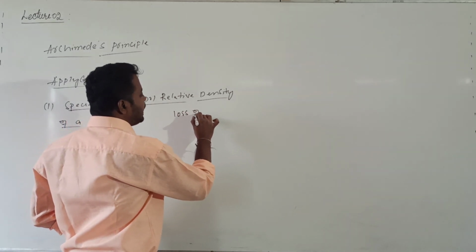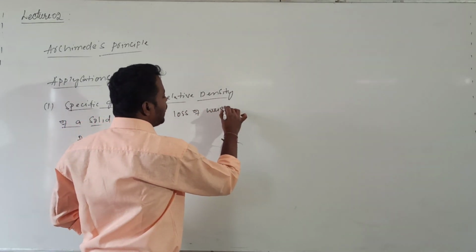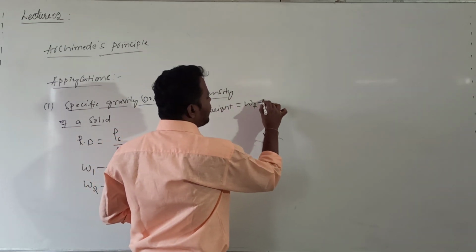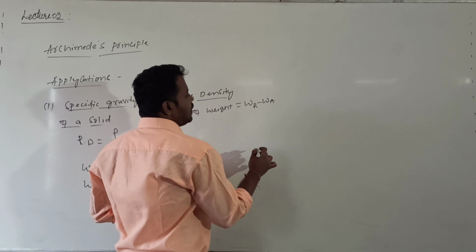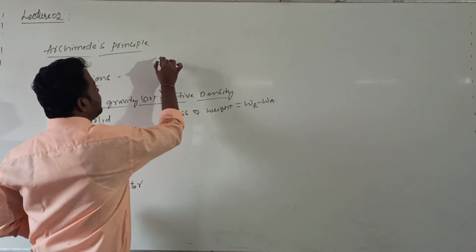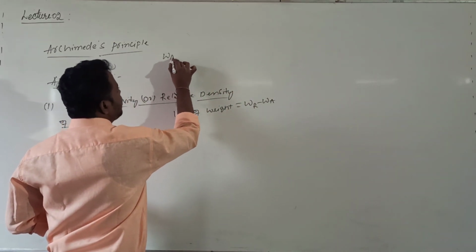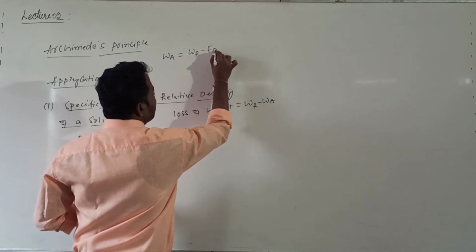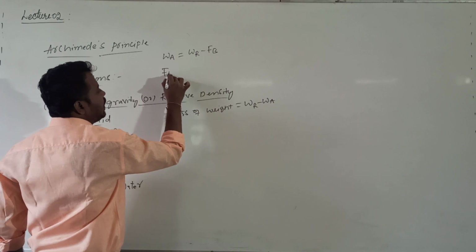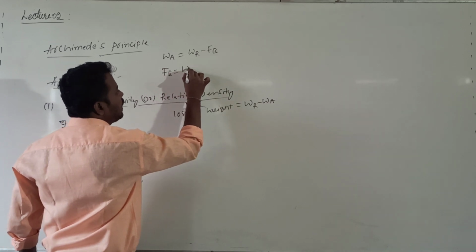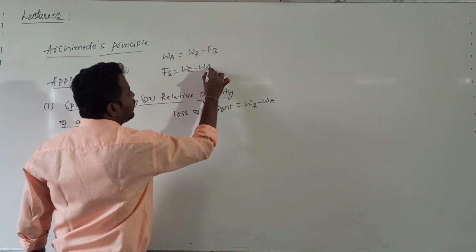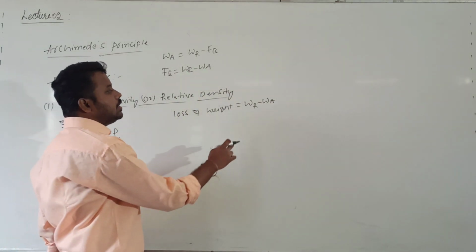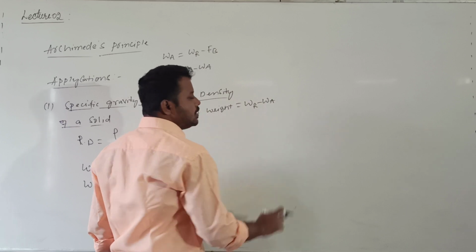So the loss of weight value is given by real weight minus apparent weight. Correct? According to Archimedes principle, the apparent weight is equal to real weight minus buoyant force. From this, the buoyant force value is real weight minus apparent weight. This real weight minus apparent weight will give you the loss of weight. So loss of weight value is WR minus WA.